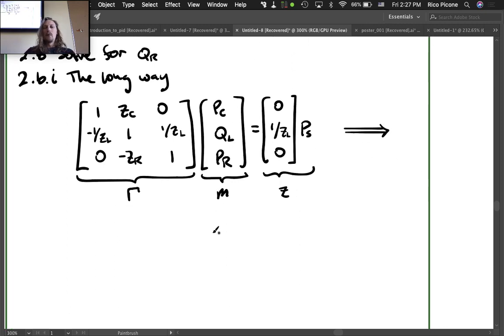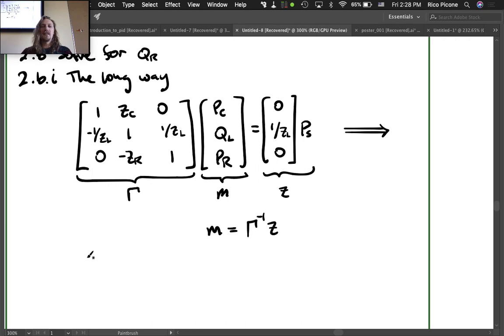So what we want is the solution for M. We want PC, QL, and PR. So M is just equal to gamma inverse times Z. So you just take the inverse of this, left multiply both sides, and you've got yourself M, your solution. That is just the general way to do this. It's fine. You can do it that way.